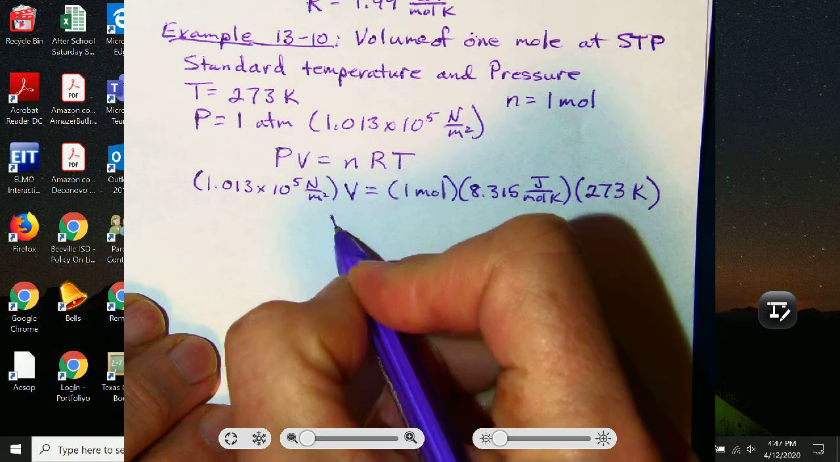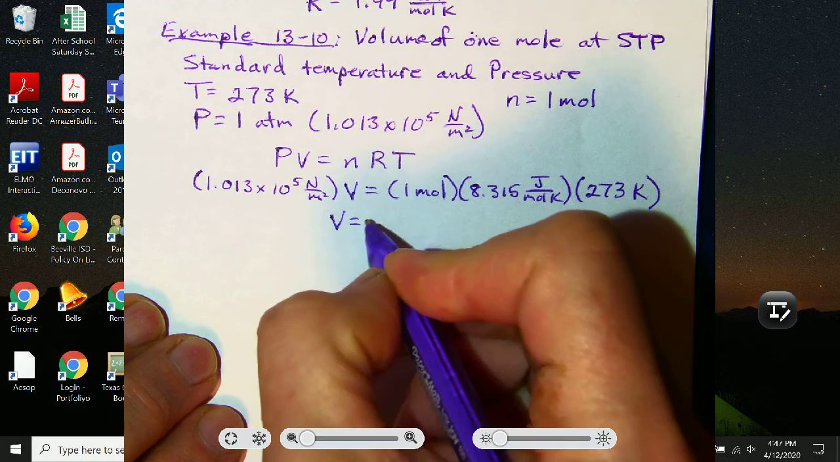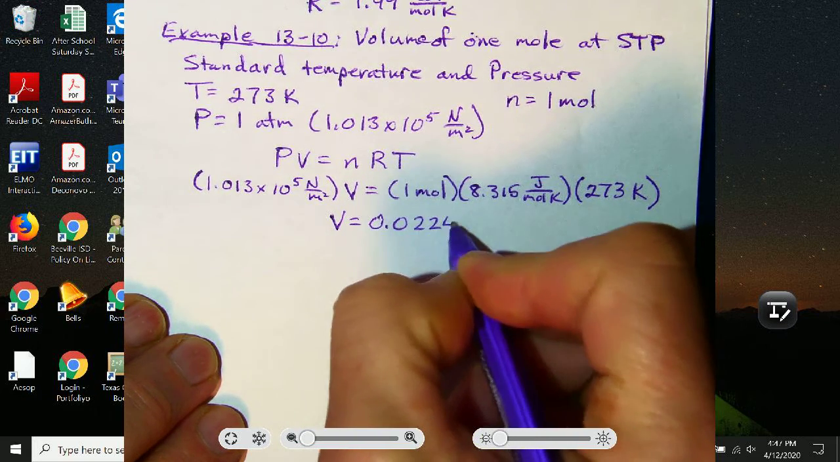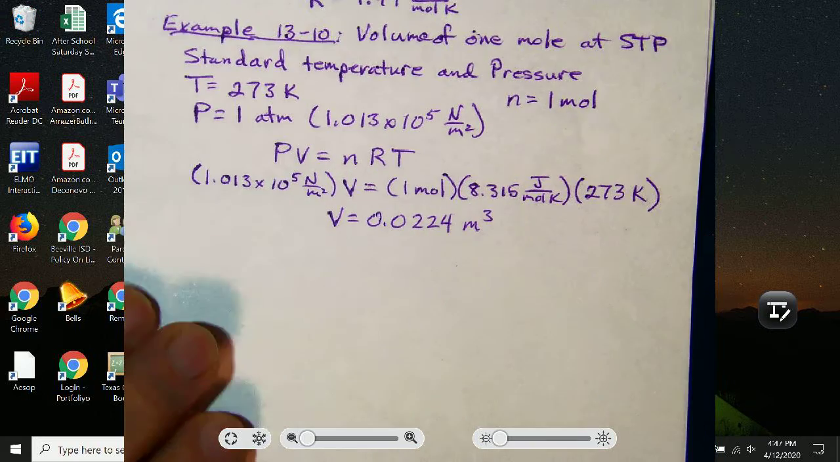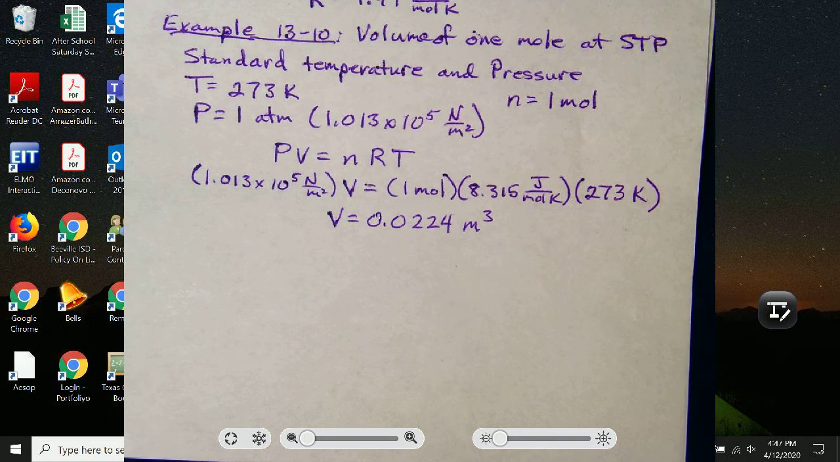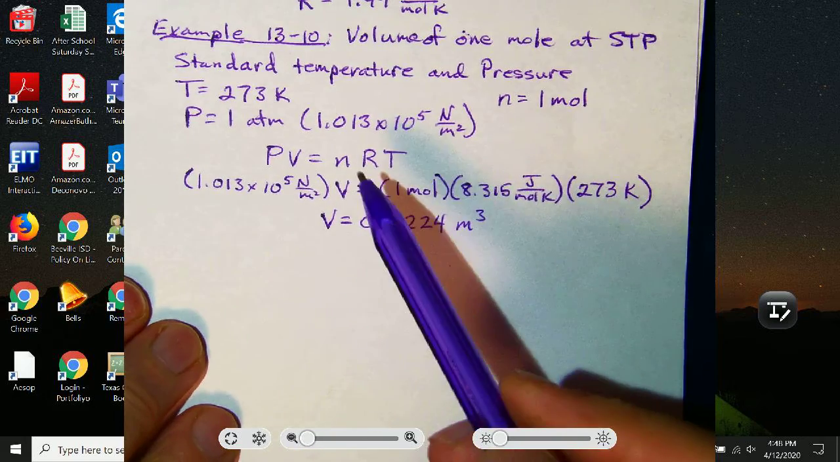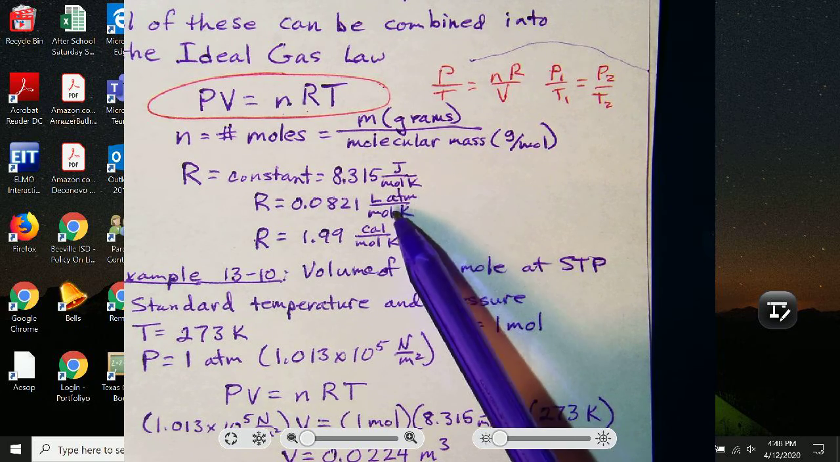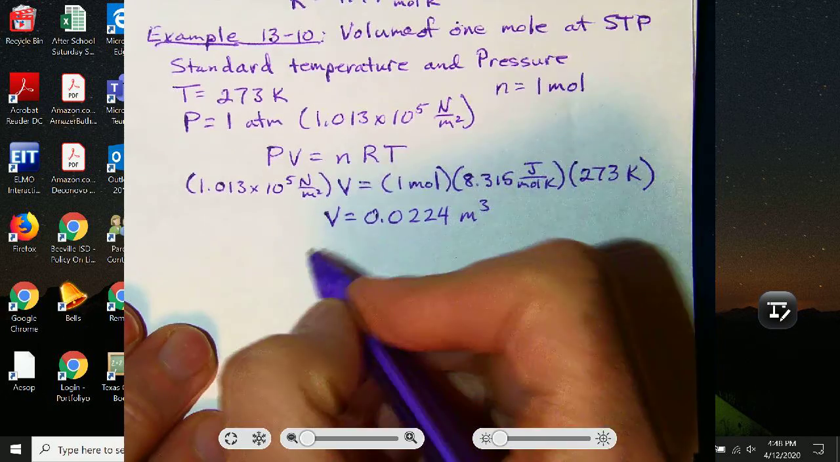Okay, what you should have gotten then for the volume is V is 0.0224 meters cubed. Okay, that's actually a value you need to remember, although typically what you'll see is it in liters. So truthfully, it would have been easier probably to have used this value, since we're going to get it in liters.